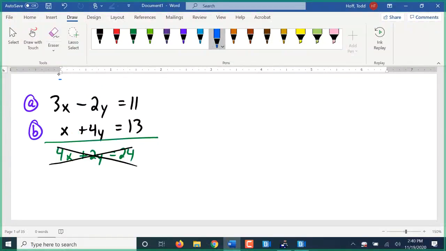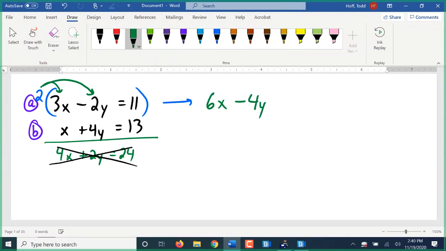I am going to multiply equation A by a positive 2. The reason I'm doing that is that one allows me to multiply by a positive, so I'm not dealing with quite so many negatives. So when I do that, I'm going to get 2 times 3x is 6x. 2 times negative 2y is a negative 4y. Equals, and here's the part most people forget. Don't forget this. I have to multiply the other side by 2 as well. 2 times 11 is 22.